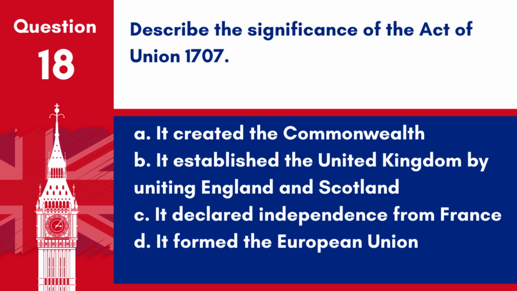A. It created the Commonwealth. B. It established the United Kingdom by uniting England and Scotland. C. It declared independence from France. D. It formed the European Union. Answer B. It established the United Kingdom by uniting England and Scotland. The Act of Union 1707 was significant for creating the United Kingdom of Great Britain.